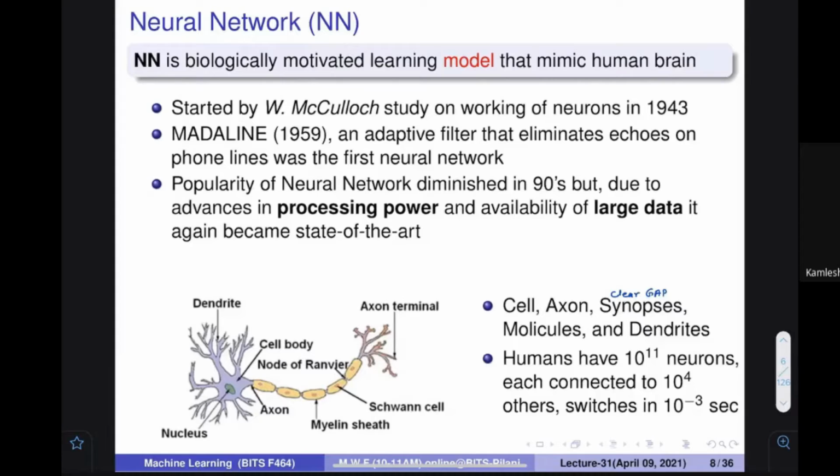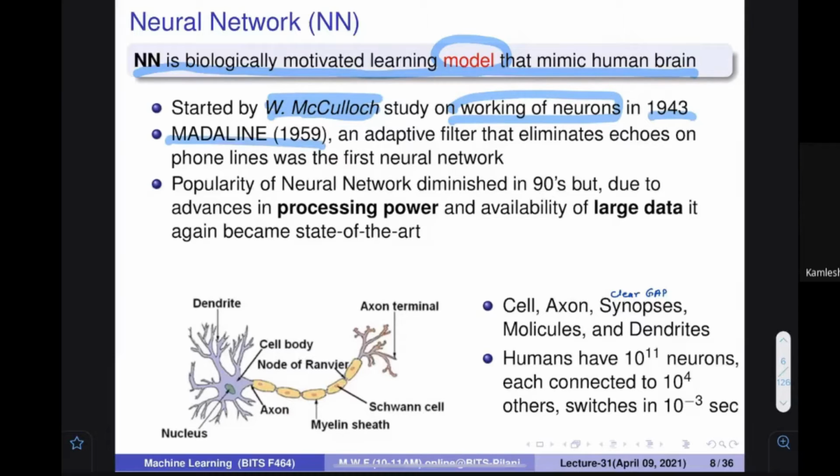But let us understand this fact: whenever people talk about the neural network, it is a biologically motivated learning model that mimics the human brain. So we actually want to bring the process in which humans think into computers. It started with W. McCulloch, that we have seen in the last class, who presented the working model of the neuron around 1943. We will be seeing some historical things very soon.